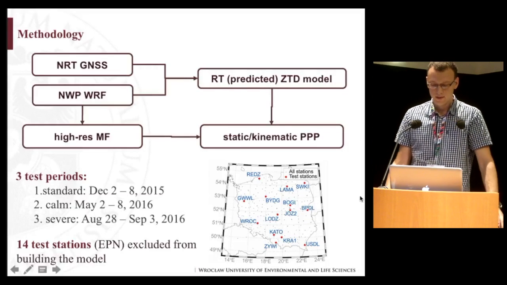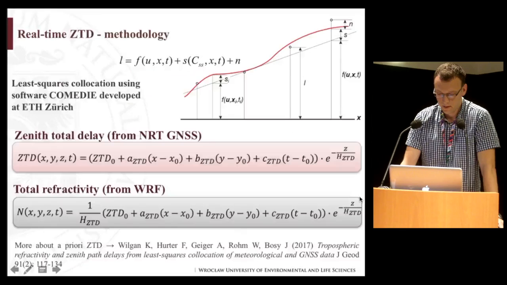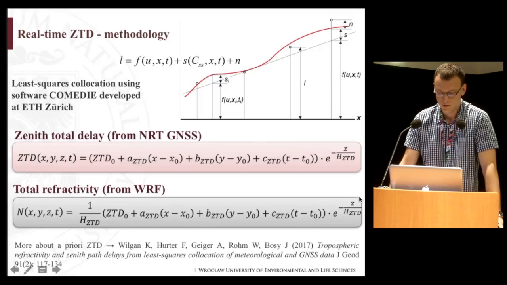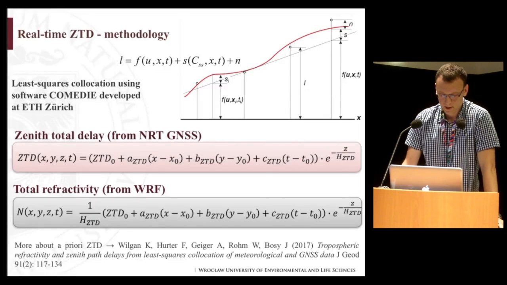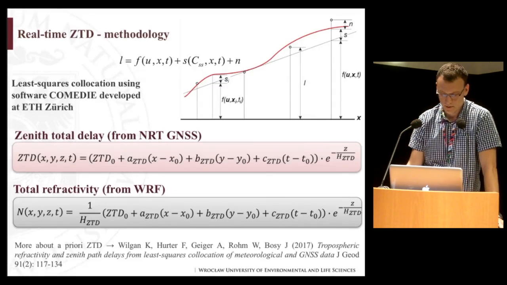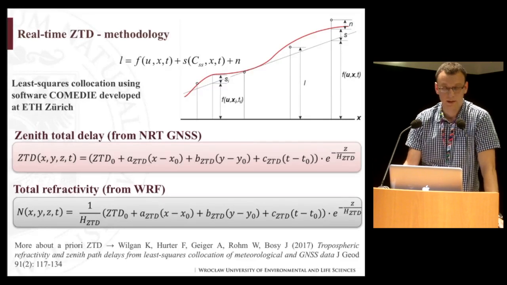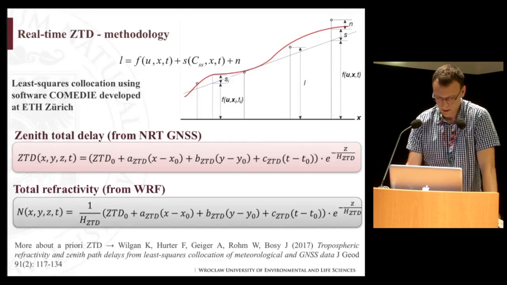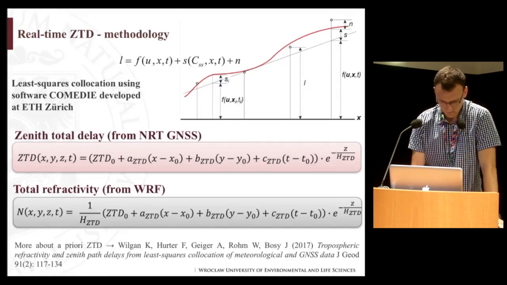So the high-resolution real-time ZTD model is calculated from WRF and GNSS data using the collocation software Comedy, developed at ETH Zurich. In this approach, the collocation coefficients of the deterministic part of the signal were estimated simultaneously from WRF and GNSS data. In this way, one can obtain ZTD at any point and at any time. For the details, I refer you to the paper at the bottom.